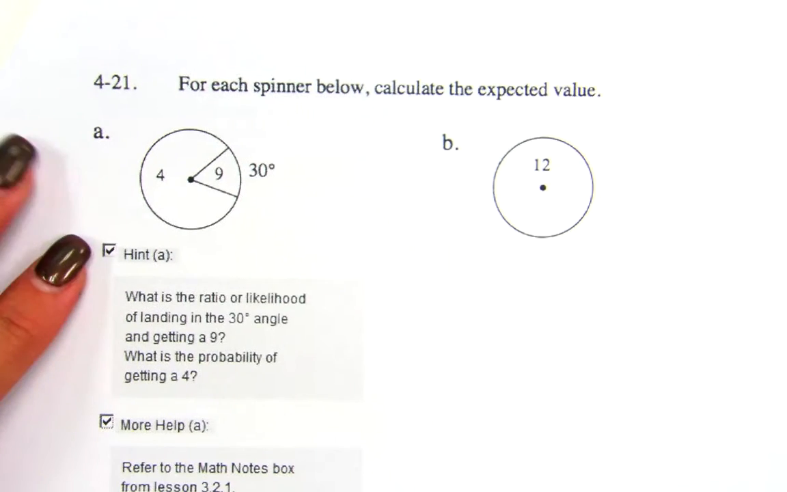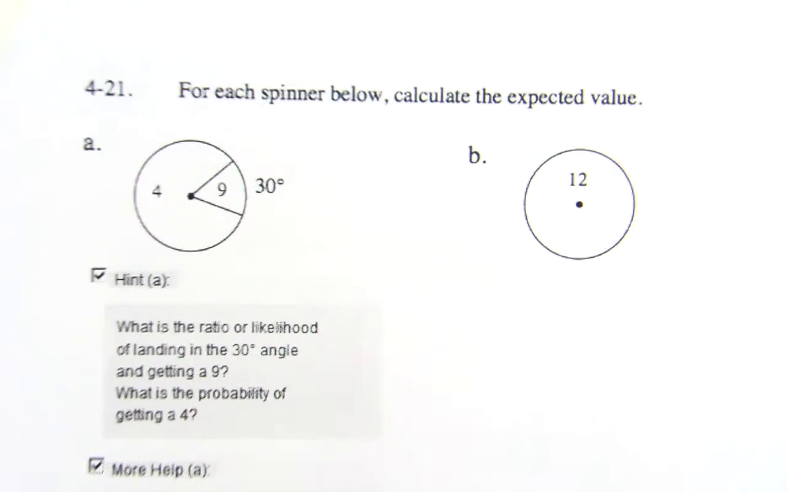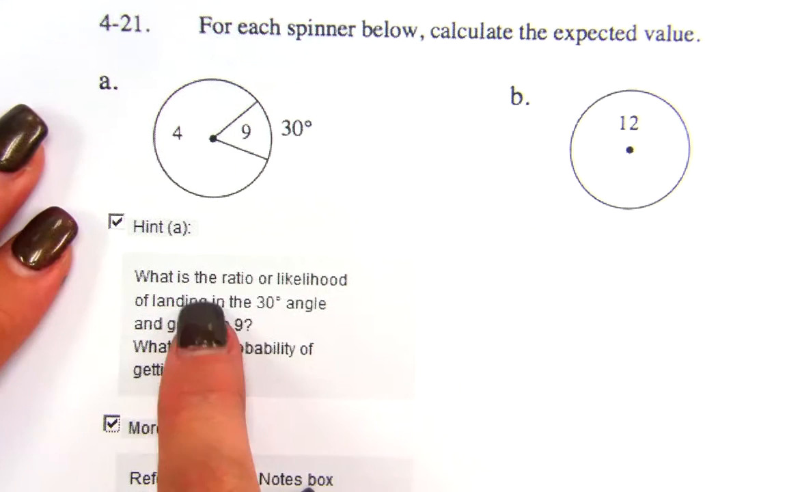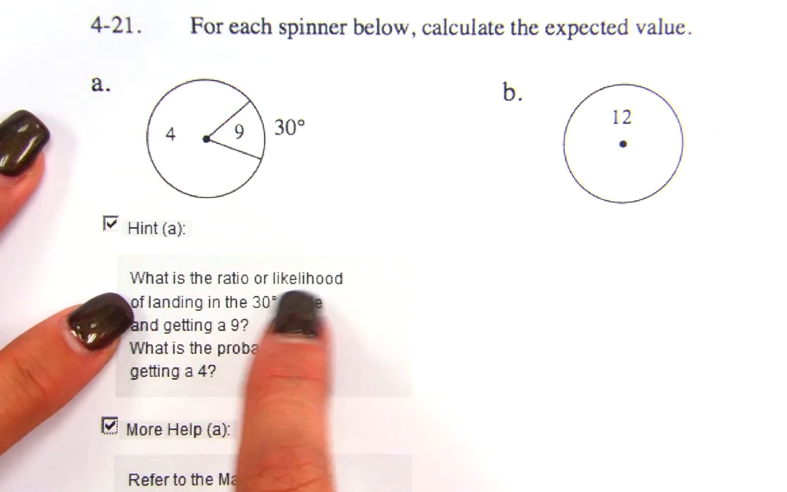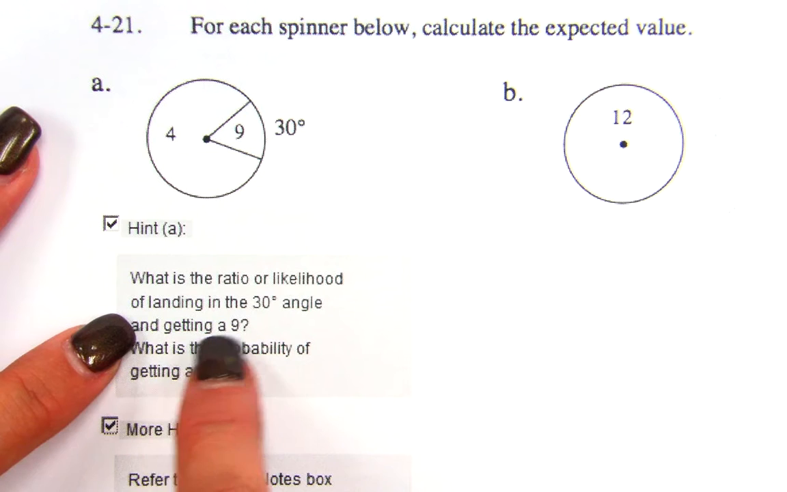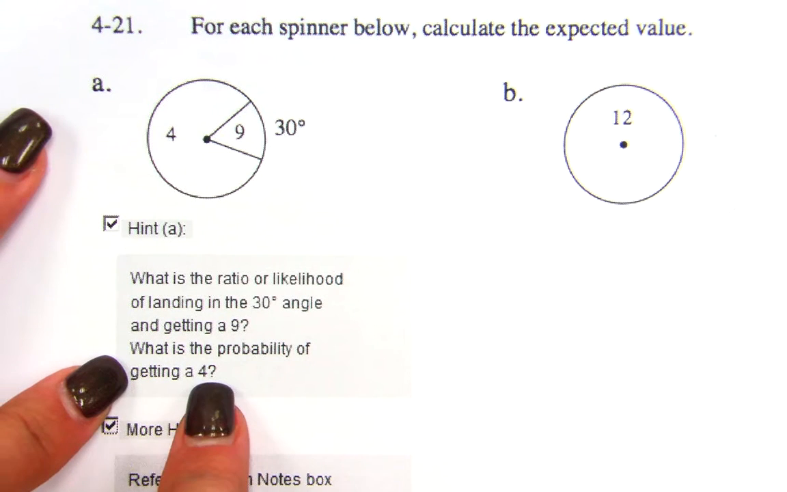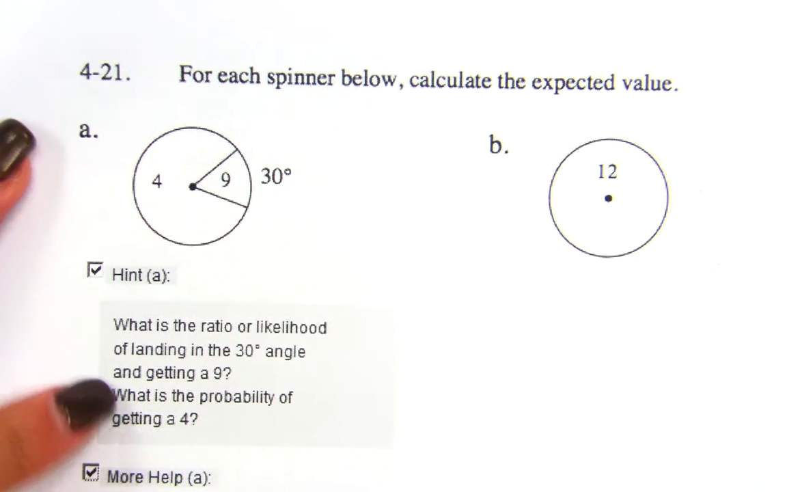Which is what the answer is on the CPM website. Okay. And then 21, you need to calculate the expected value. I'm not going to help you do B, but I will give you a hint. It says, what is the ratio or likelihood of landing a 30-degree angle and getting a 9? What is the probability of getting a 4? So the setup is from the expected value.